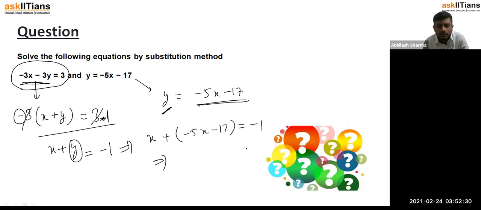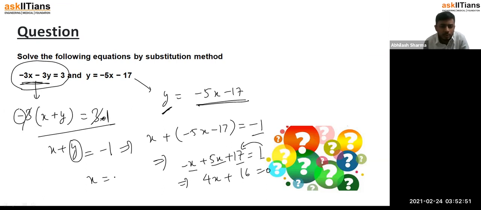Let us multiply both sides by minus 1. So minus 1 into minus 1 will be 1. And here it will become minus x plus 5x plus 17. So we are getting 17 minus 1 will be 16. Okay, just bring this here. And 5x minus x will be 4x. Okay, so x comes out to be minus 16 by 4, minus 4.